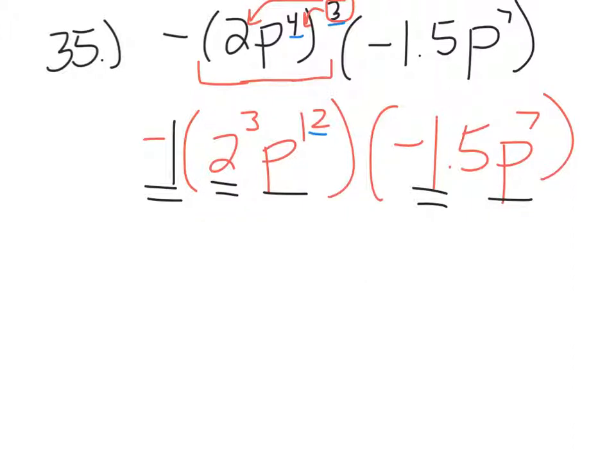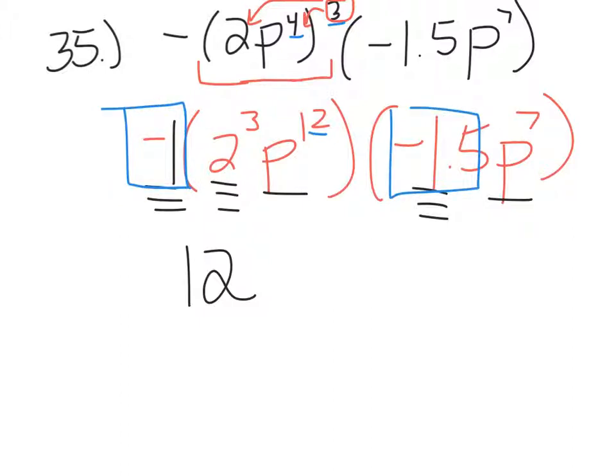So I know that negative 1 times 2 cubed is negative 8. 2 times 2 times 2 is 8, times negative 1.5 results in 12. That's something you could put into your calculator to check if you wanted to. I do know that it has to be positive because I have a negative times a negative. And then when I go ahead and do p to the 12th times p to the 7th, when I'm multiplying like bases, I add my exponents. So this should be p to the 12 plus 7, or p to the 19th.